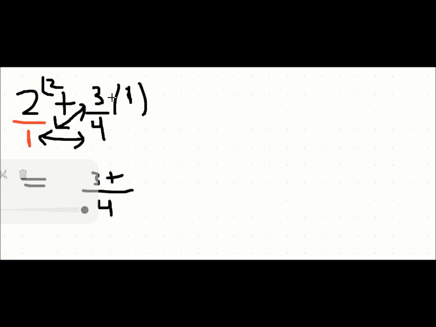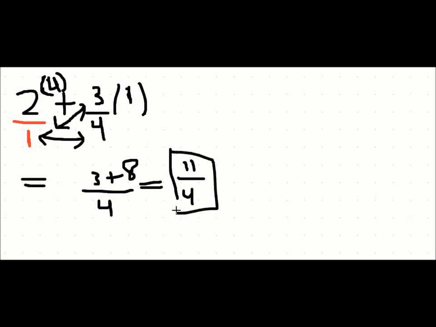Oh, I'm sorry, so 2 times 4, which is 8. So you're going to put that 8 here, and then 3 plus 8 is 11, divided by 4. So this is your final answer for this mixed number.